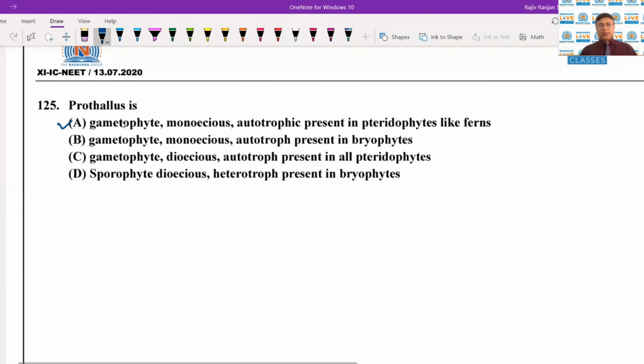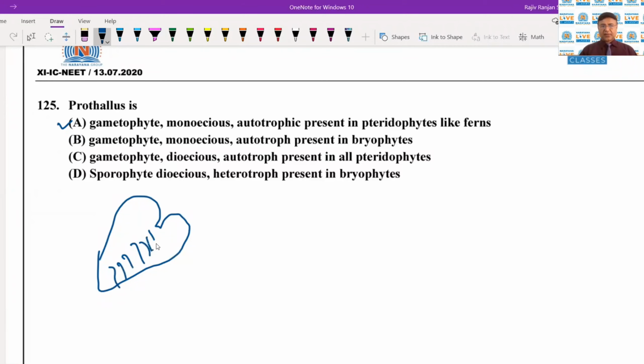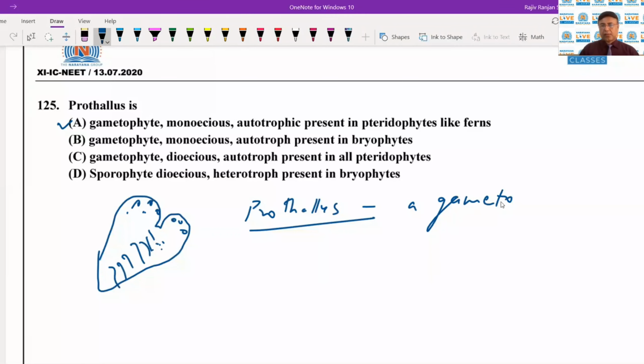So Prothallus, as I just draw the figure of a prothallus, it is a heart-shaped structure with the rhizoids on the undersurface and the archegonial and antheridial chambers on the lower side. So a prothallus is the gametophyte. Prothallus is a gametophyte of the ferns.